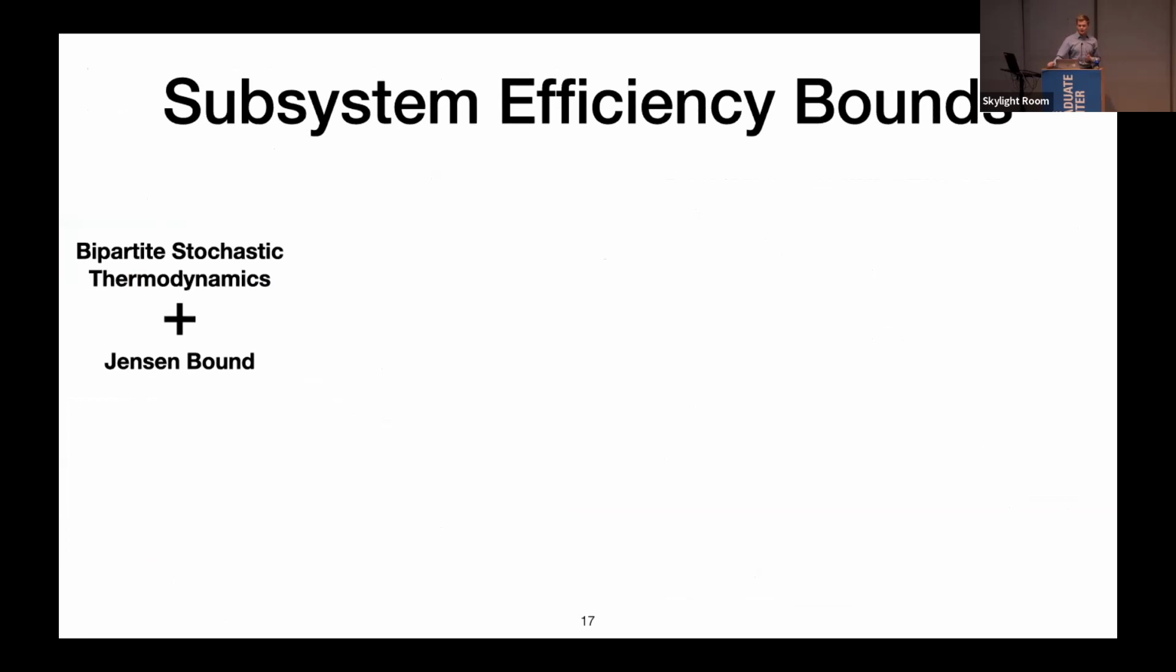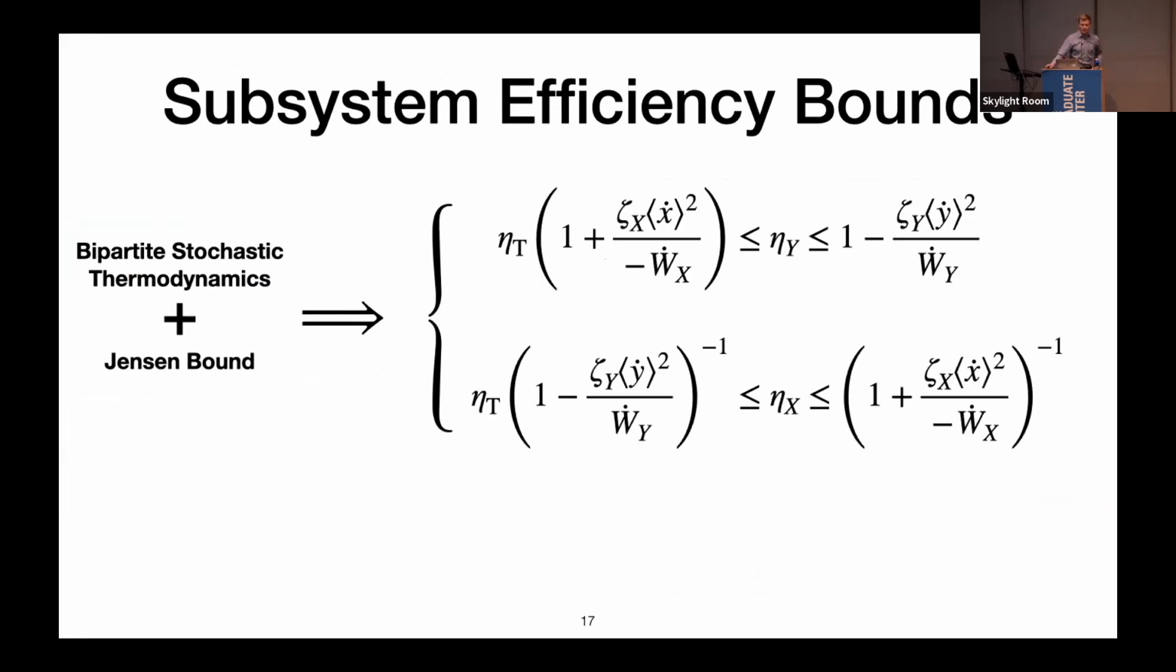Combining this framework with the same Jensen bound that we use to constrain the performance of collective motor-driven transport systems, we end up getting upper and lower bounds on each of these two subsystem efficiencies. The derivation is beyond the scope of this talk, but if you're interested, we have a pretty recent preprint going through all the details that I invite you to check out.